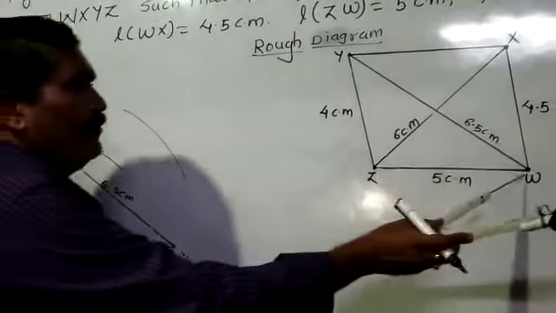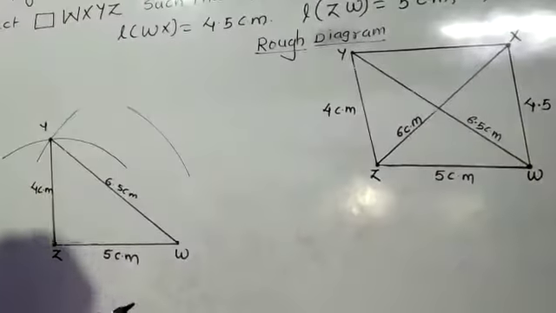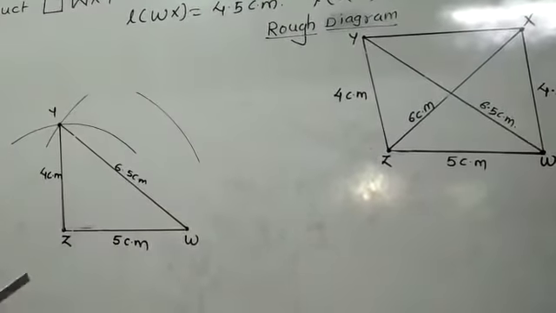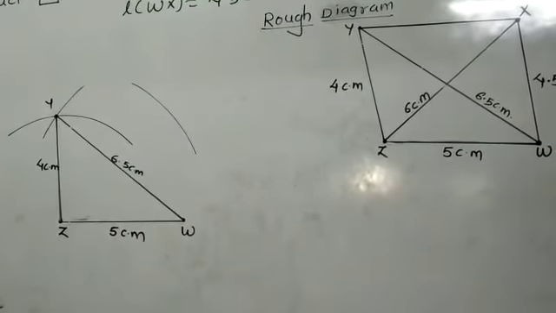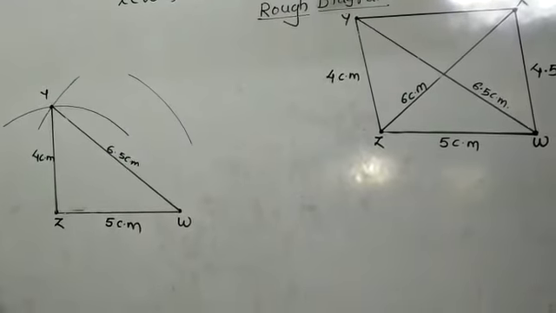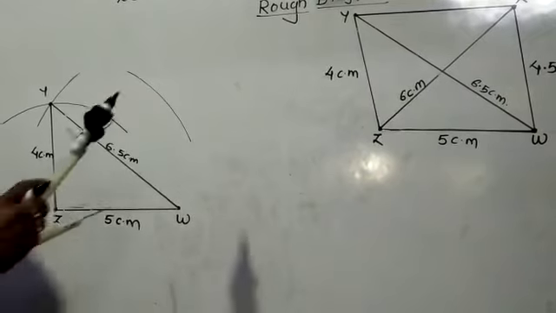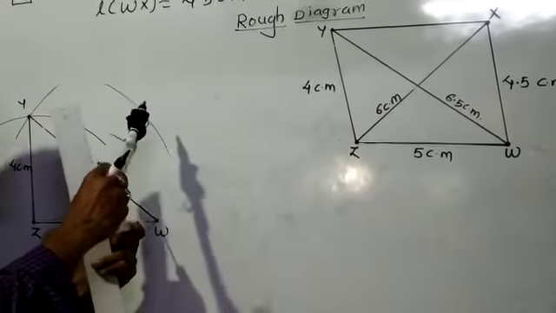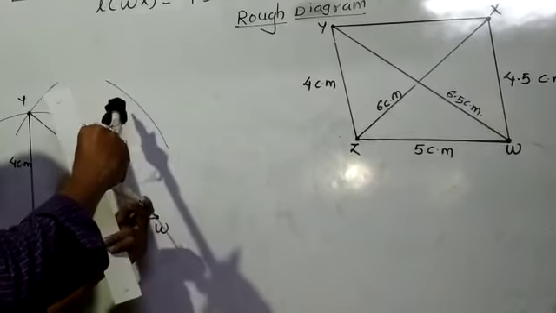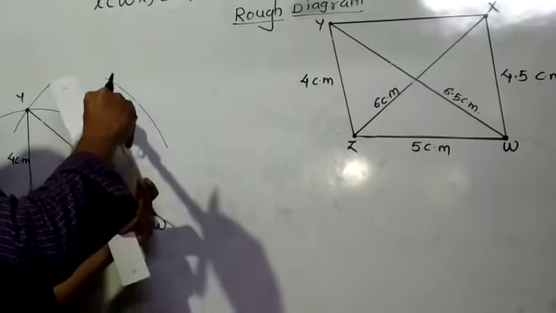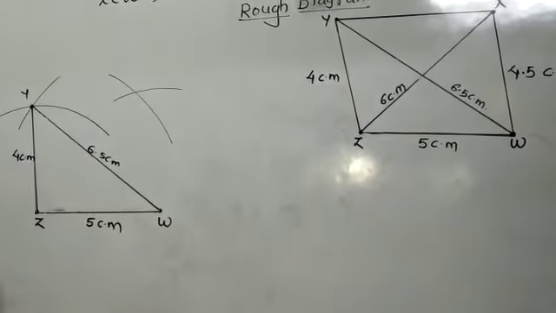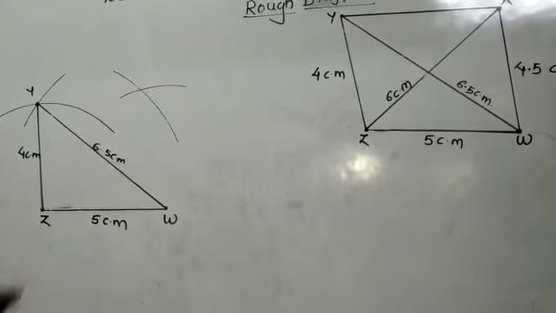From W, this distance is 4.5 centimeter. So you have to take the distance of 4.5 centimeter and make the arc. From W you have to make the arc like this. The point of intersection of both the arcs is point X.